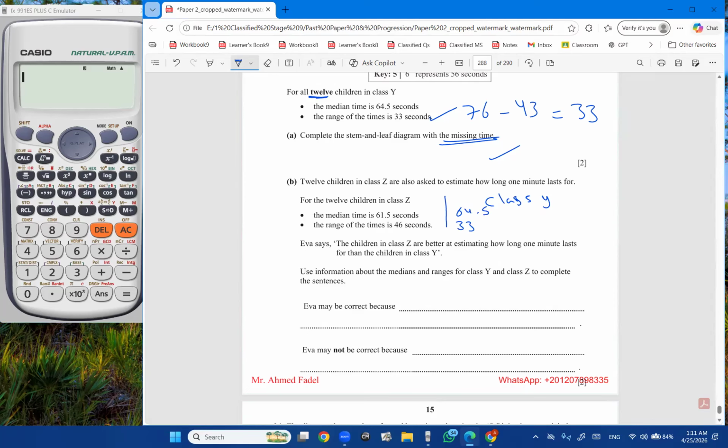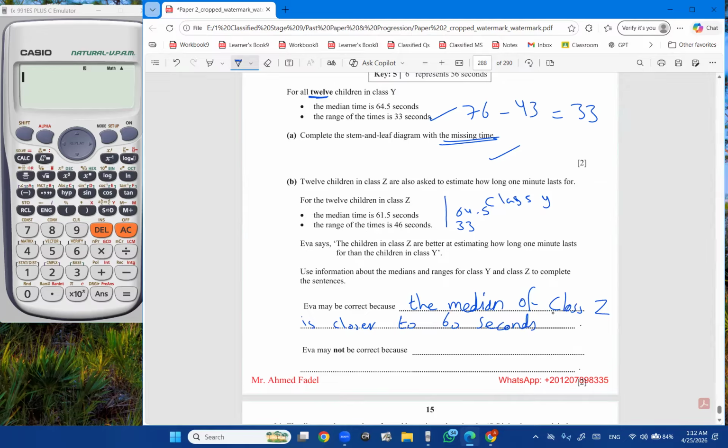So Eva may be correct that yes, class Z is better because the median of their times is closer to the actual answer, which is 60 seconds. So Eva may be correct because the median of class Z, which she claims is better, is closer to 60 seconds than in class Y.